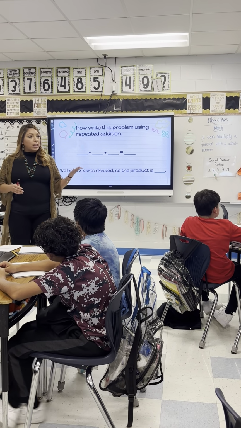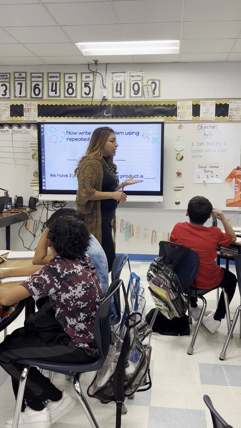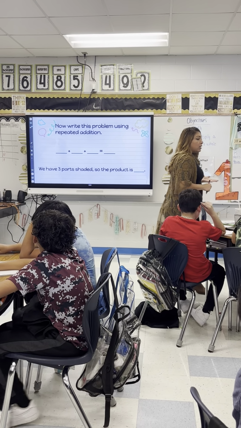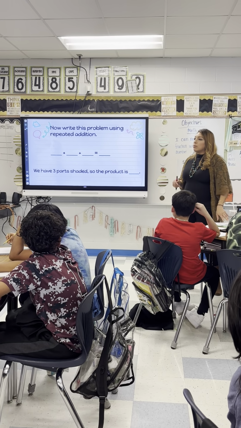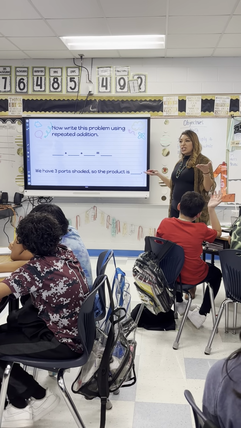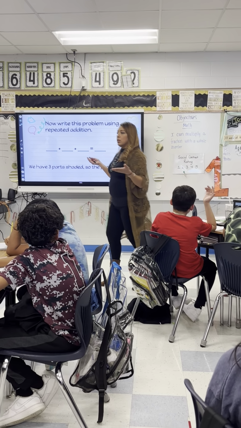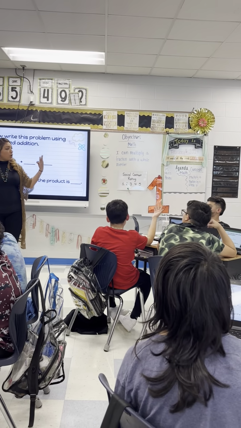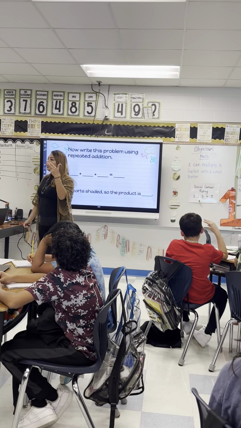Okay, moving on, same problem, but now we're going to do it with repeated addition, because all multiplication really is just repeated addition, yes? So how would I do 3 times 4 using addition? 4 plus 4 plus 4, right? Or 3 plus 3 plus 3 plus 3.